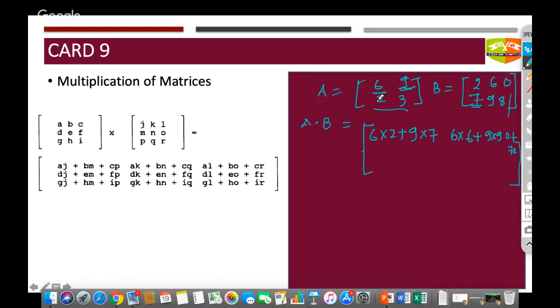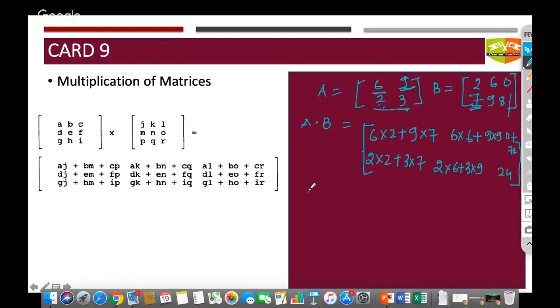Now I'm going to the second row here, 2 into 2, plus I take the second number here and multiply it with this, 3 into 7. Then I'll go to the second column, so second row into second column, so 2 into 6 plus 3 into 9. And then I go to the second row into the third column, so 0 into 2 is 0 and 3 into 8, so that becomes 24.